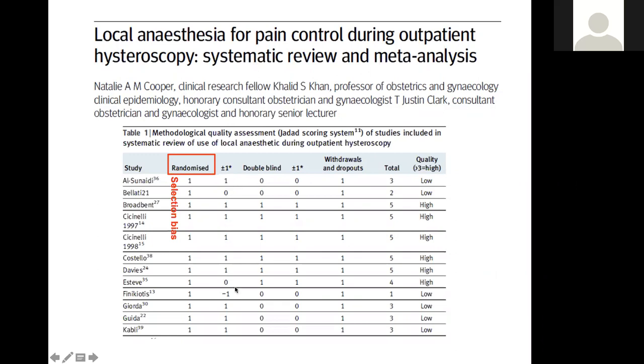On the other hand, a point is deducted if there is no concealment of randomization. Similarly, double blinding now captures performance bias and measurement bias, and it can be scored. And withdrawals and dropouts capture attrition bias. And out of a total of five, we can have a score, and using a threshold of three, we can say that the study has high or low quality.